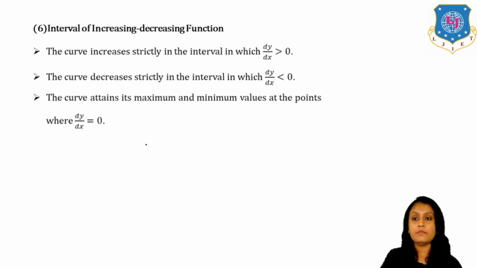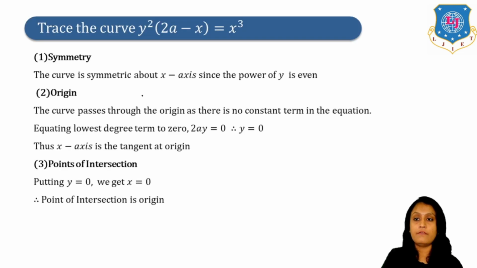Now let's see the intervals of increasing and decreasing function. The curve increases strictly in the interval in which dy by dx is greater than 0. The curve decreases strictly in the interval in which dy by dx is less than 0. And the curve attains its maximum and minimum value at the point where dy by dx is equal to 0. Now let's solve one example to understand this better.